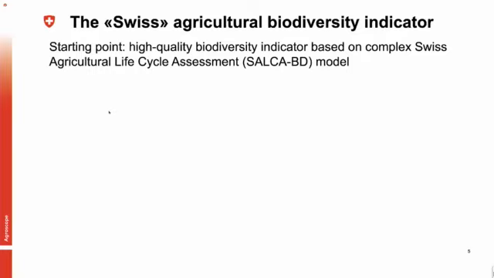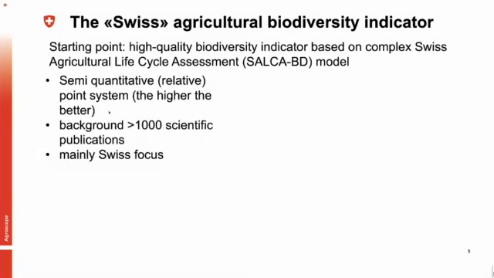Now, going more into the agricultural biodiversity indicator. At the moment, we assess wildlife biodiversity based on a complex Swiss agricultural life cycle assessment model, which is a semi-quantitative point system. Very simply, the higher the better. It has a foundation in more than 1,000 peer-reviewed scientific publications on the abundance of snails, spiders, and different plant species. And it's very Swiss-focused, or more Central Europe-focused.